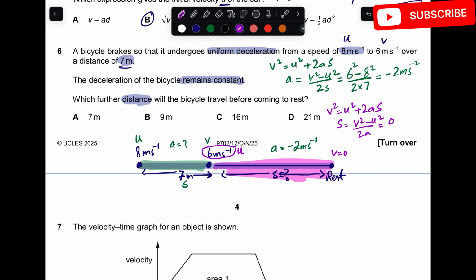V is 0 square minus u, sorry, u is not minus 2, u is 6, divided by 2 and a is minus 2. So it will give me minus 36 divided by minus 4. So the answer will be 9 meters. So it's option B, that is correct.